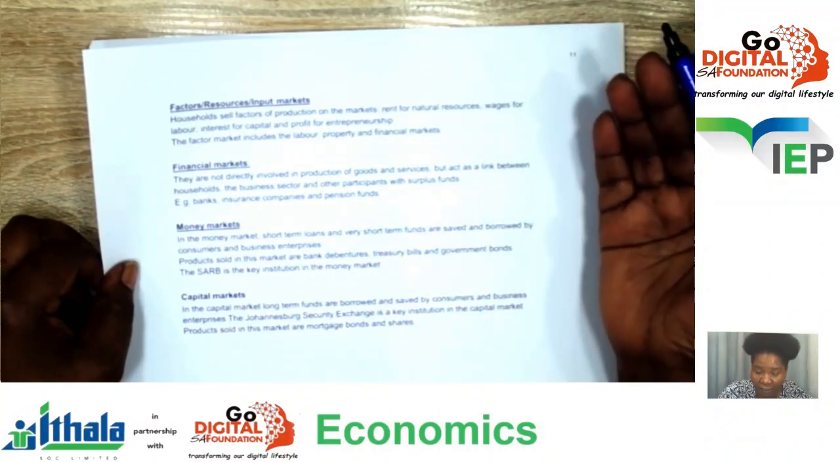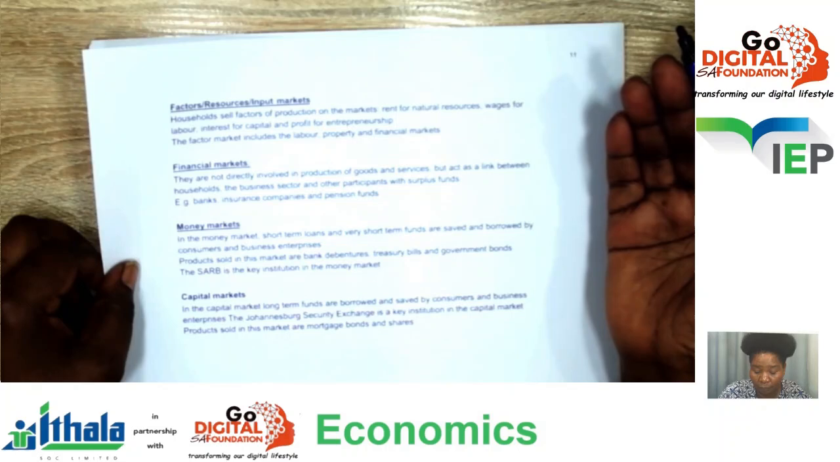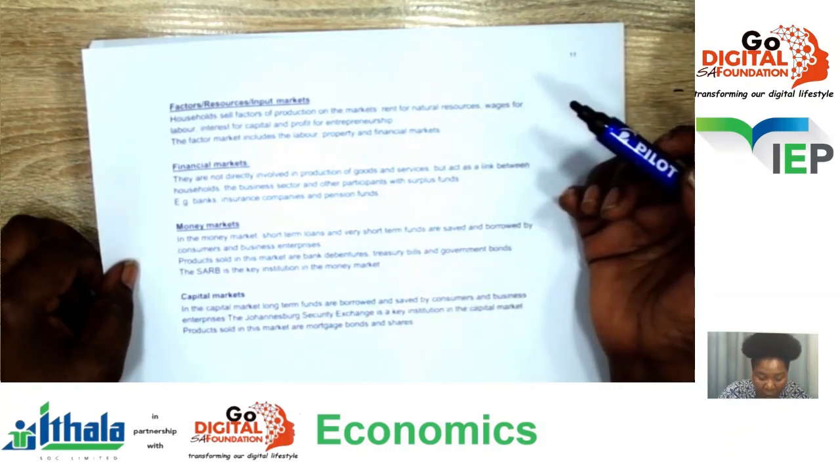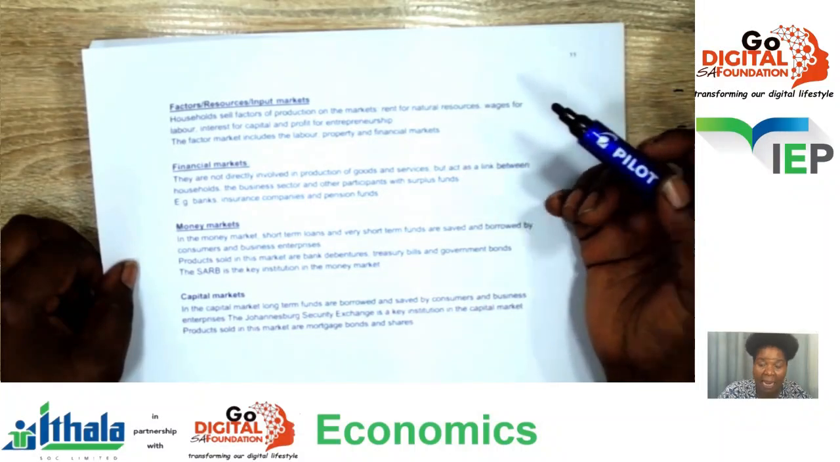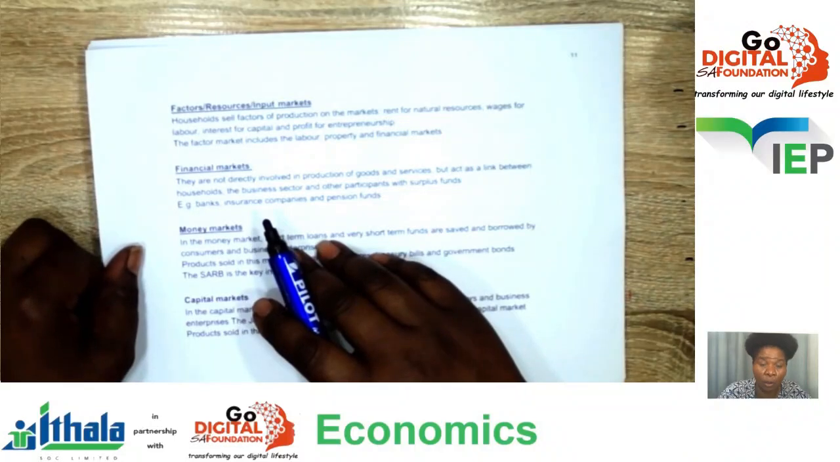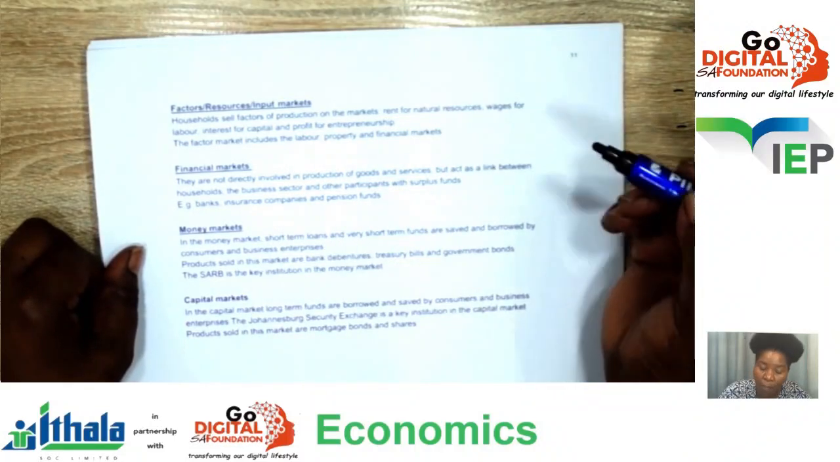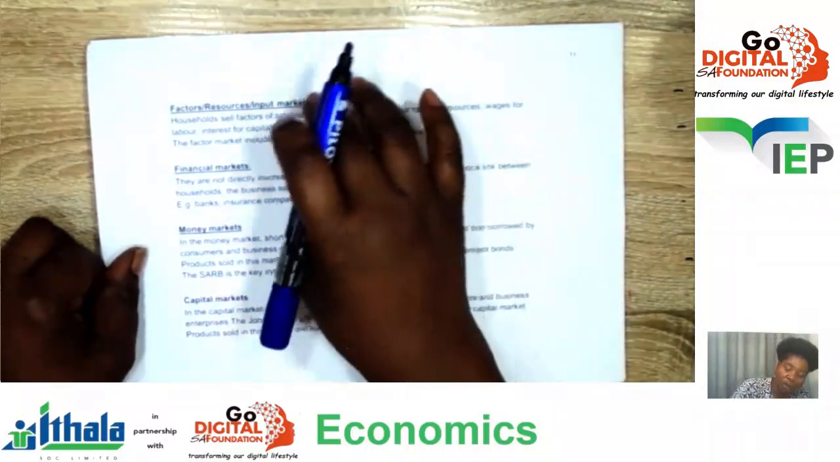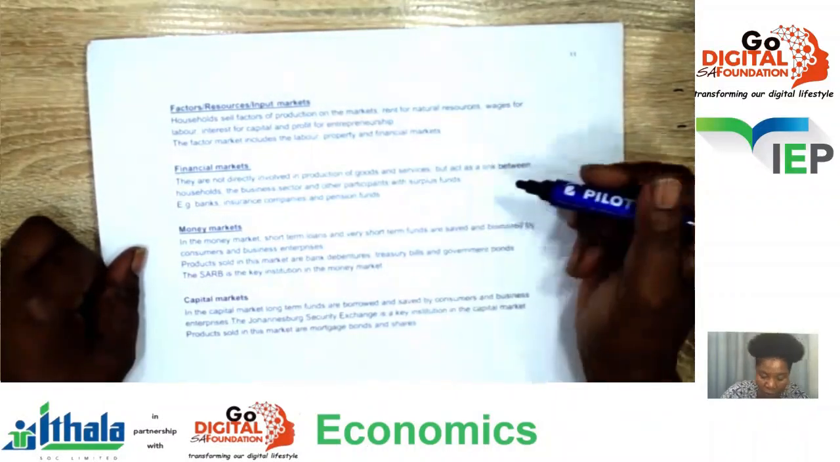For natural resources, we get rent, because that's our land that we use. For capital, we get interest. And those dads, your fathers, your brothers who own businesses, we call them entrepreneurs, they earn profit. That's the reason behind them starting them. So when you do your explanation, you have to explain that.